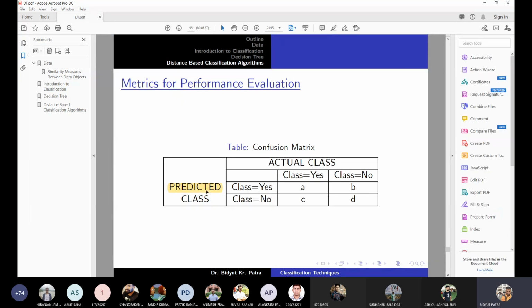So row wise, that is the predicted positive class if the class is yes, and no is the predicted negative class. And if you see it column wise, that will give you the actual class level: actual class level yes and actual class level no. I think the next slide will give you a much better view.